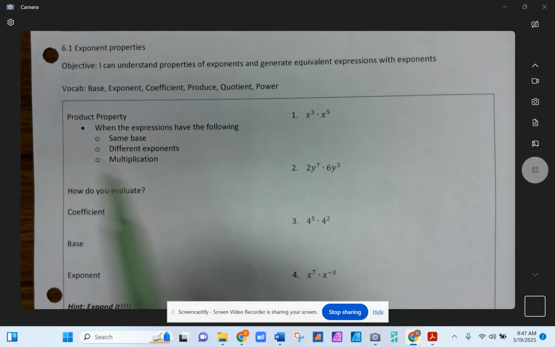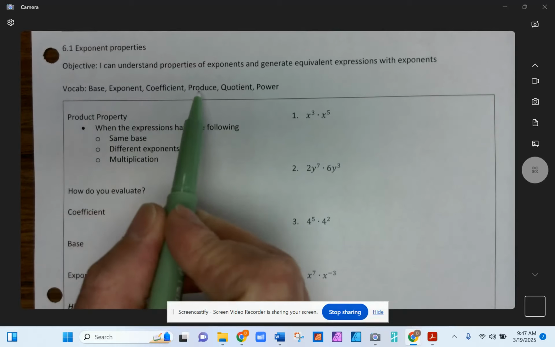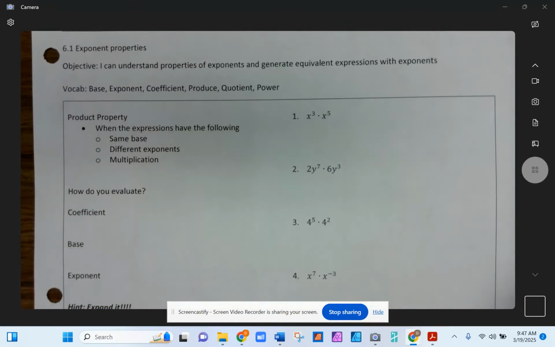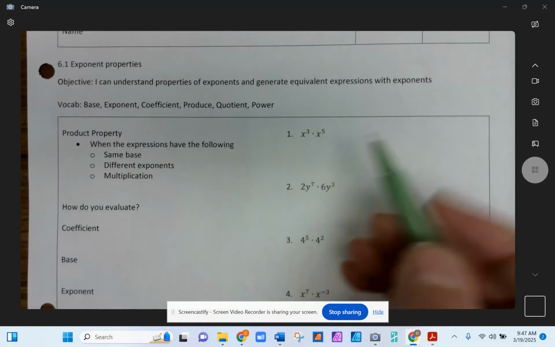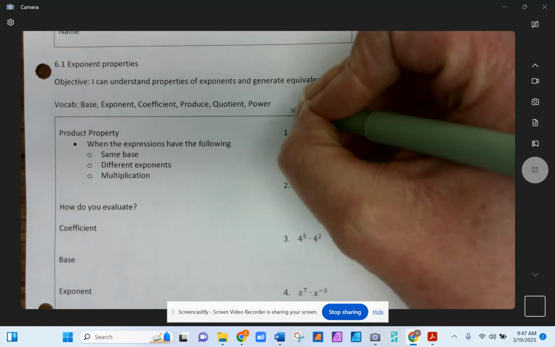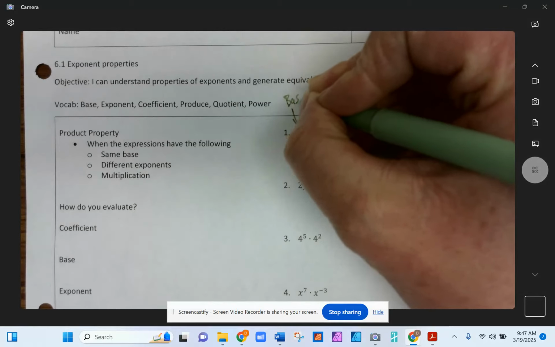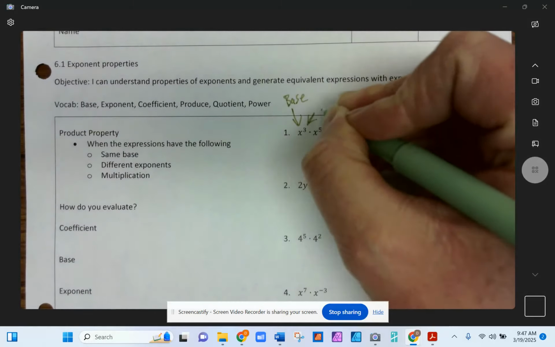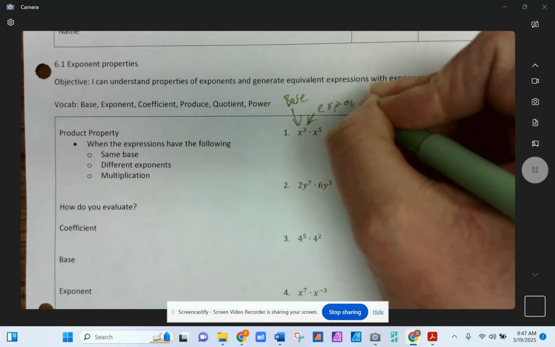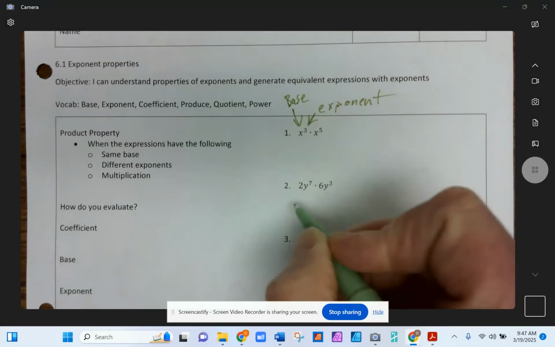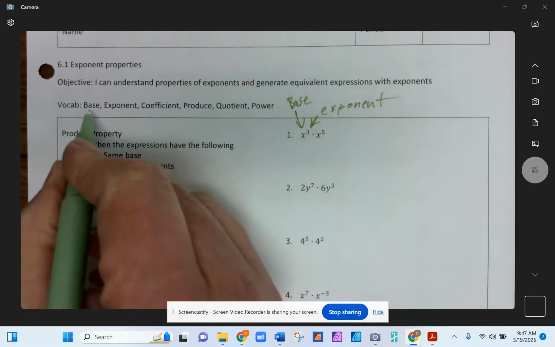It's got some vocabulary, right? We've got base, exponent, coefficient, product, quotient, and power. When we look at a problem like this, the big number, or variable, is the base, and the small number is the exponent. Okay, if you have a number out front, that's the coefficient. So it covers the first three right there.